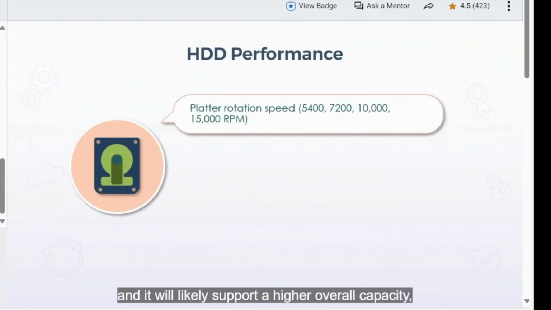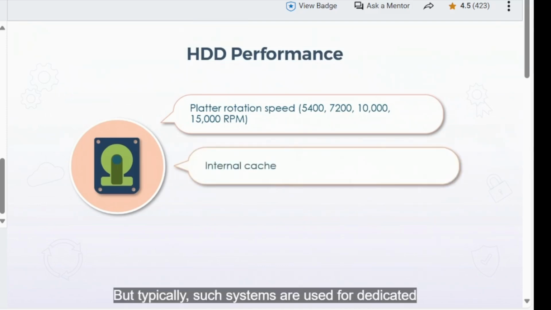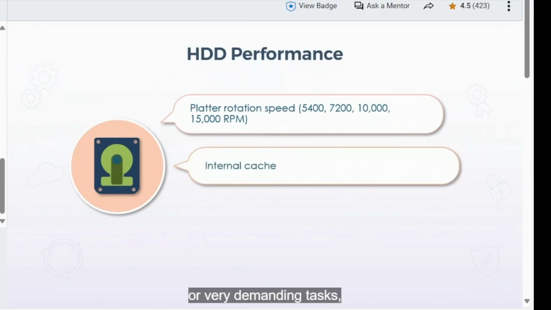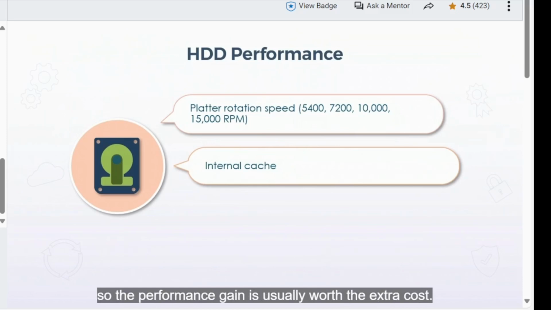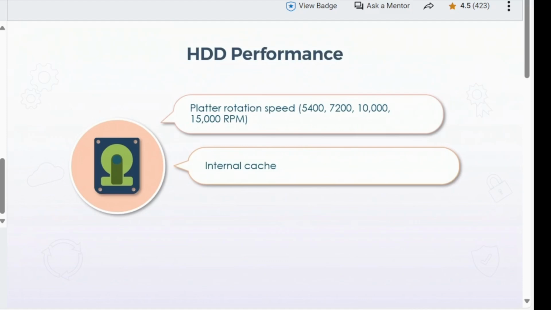the platter rotation speed, which is measured in revolutions per minute, or an RPM value. And for most laptops, you would likely encounter 5400, and for most desktops, it would be 7200, but there are some models that go as high as 10,000 and even 15,000, but they would not be nearly as common. Internal cache is a small amount of built-in memory, just like your system memory, which is much faster than a spinning disk, that can be used to temporarily store data while certain operations are occurring.